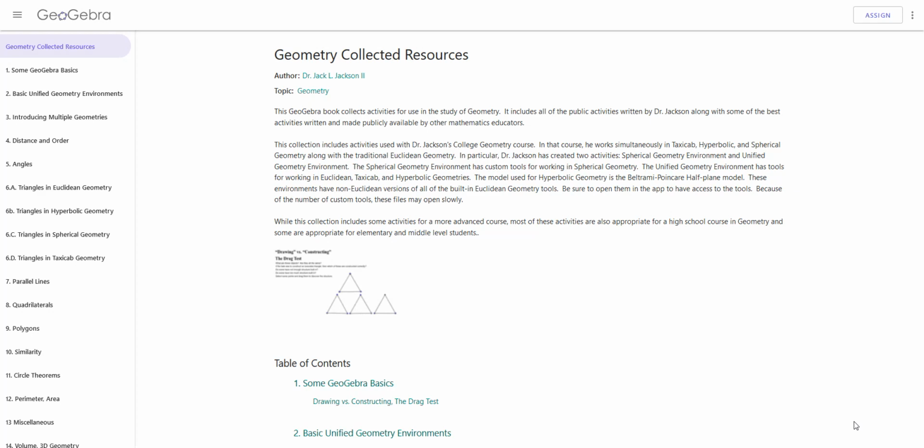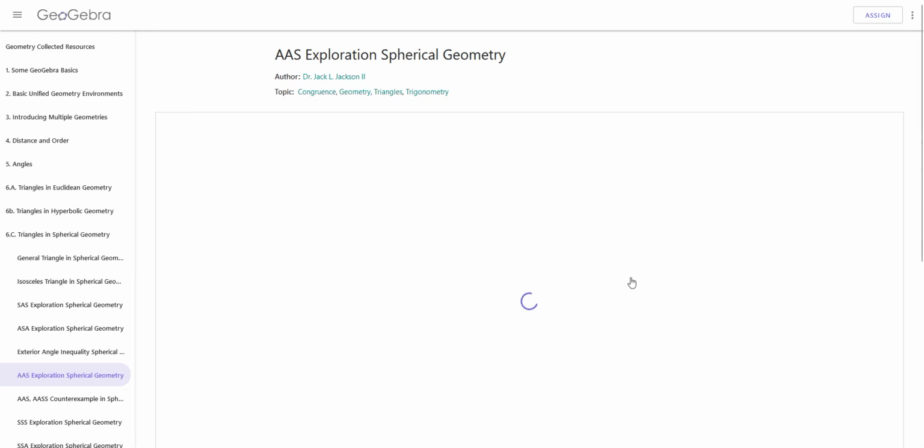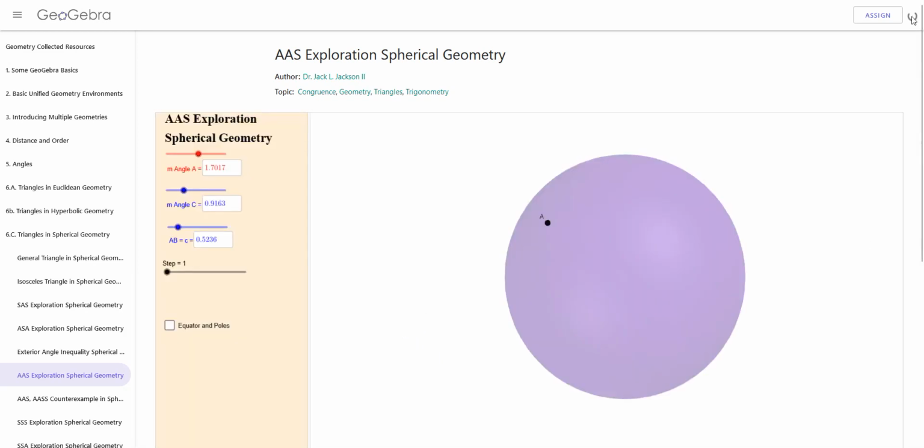We're looking at the angle side condition for triangles in multiple geometries. We found that it was enough to make triangles congruent in Euclidean and hyperbolic geometry. What about spherical geometry? So let's look here at this app in spherical geometry.